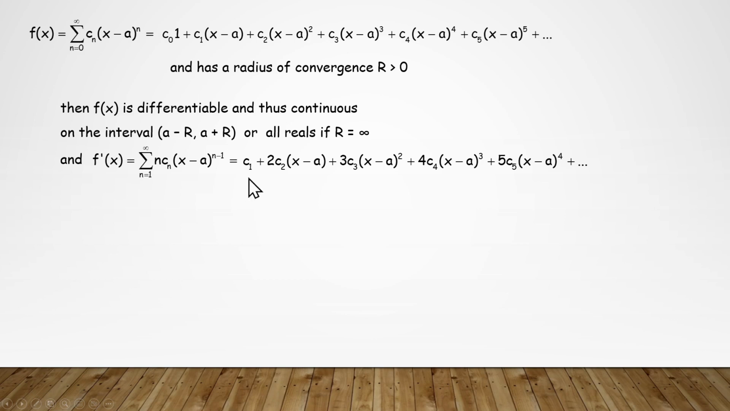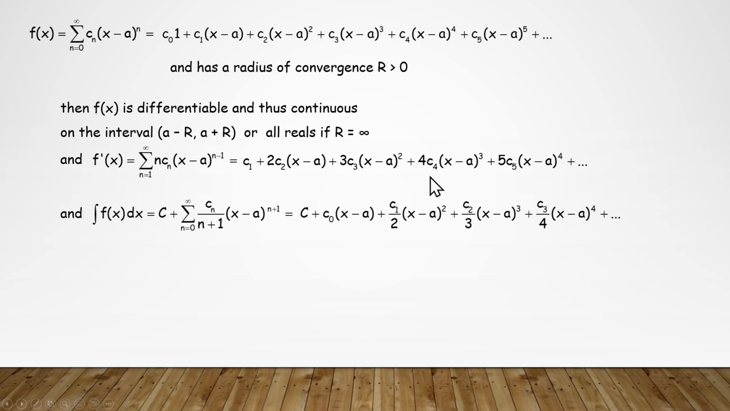So we'll just start immediately with c sub 1, and then we'll add 2 times c sub 2 times x minus a, which is the derivative of this piece, and then we'll go 3 times c sub 3 of x minus a quantity squared, which is the derivative of that piece, and so on.